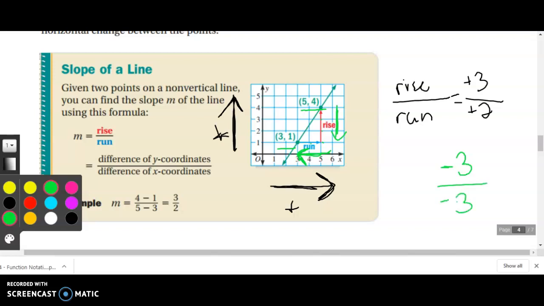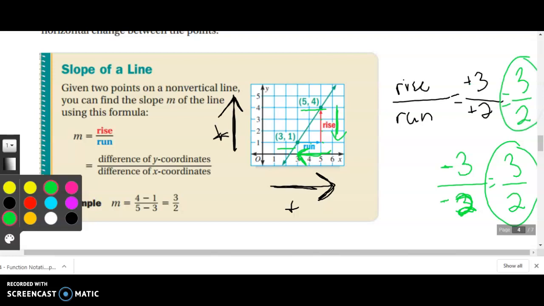Well, what do we get when you have negative 3 over negative 2? A negative over a negative is positive, and we have 3, 2. What do we have here? Positive over positive, which is a positive 3, 2. It's the same thing. So it doesn't matter which point you start at, because it's all about your direction. If you're moving up, it's positive, down is negative. Left is negative, right is positive. Okay? It's all about direction when it comes to slope.